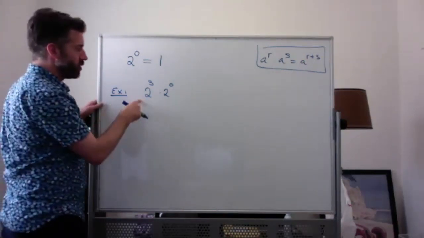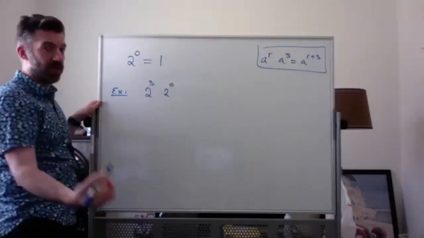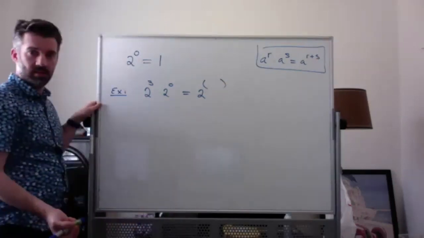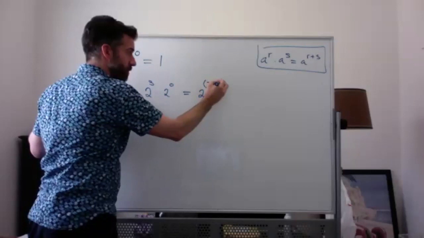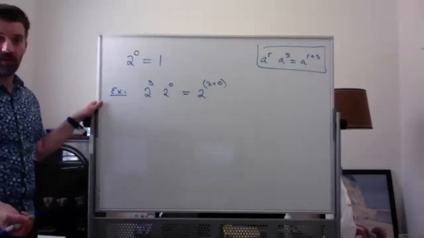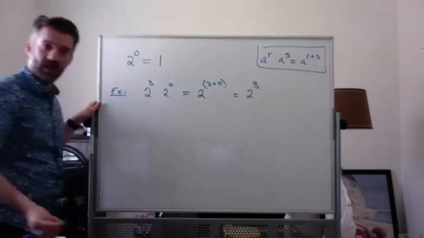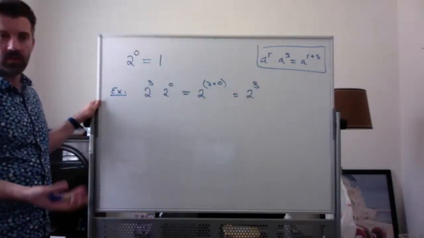If I multiply 2 to the 3rd times 2 to the 0, if I use the additive law of exponents, I get 2 to the what? Well, I have to add those. So I get 2 to the 3 plus 0. The 3 plus 0 is just 3, so I get 2 to the 3rd. And 2 to the 3rd is equal to 8.